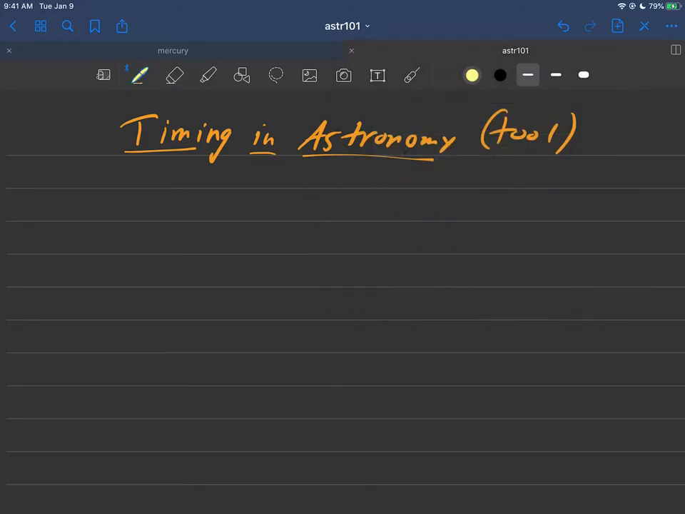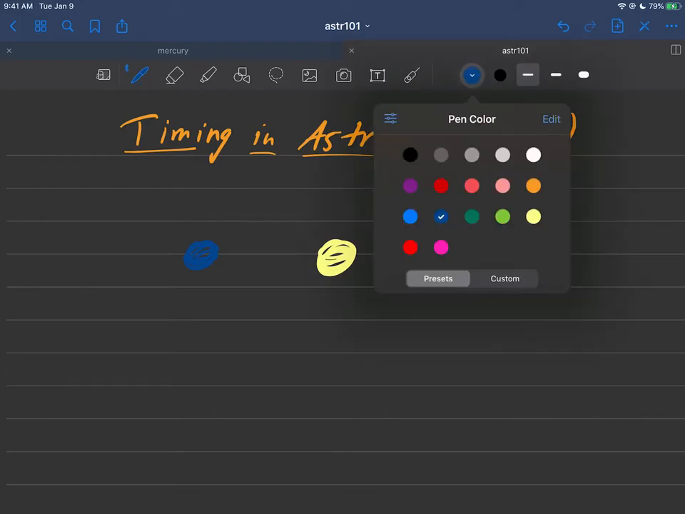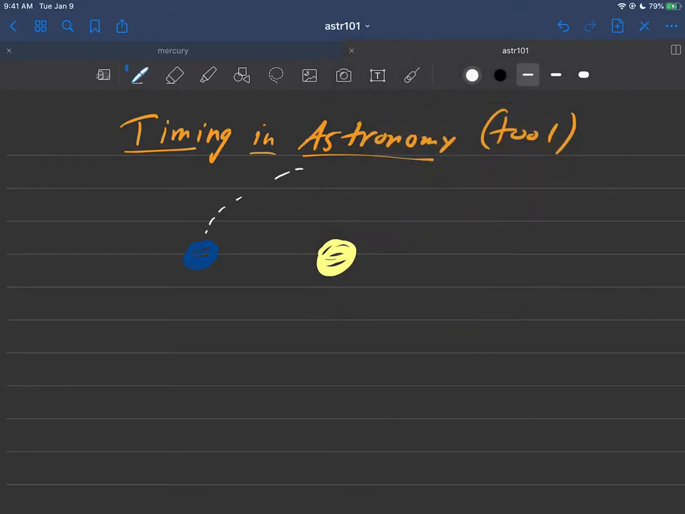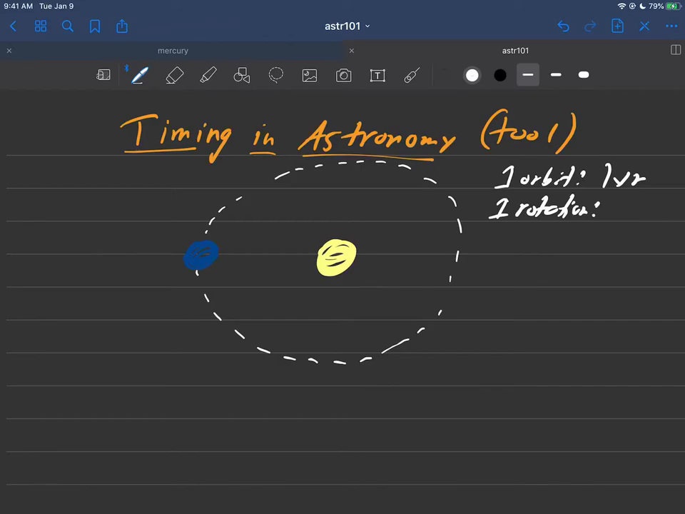Okay, so the way we're used to thinking about timing in astronomy is like this. So here's the sun, and here's the Earth. And of course, as we know, the Earth goes around in its orbit, something like this. And there's a few things we know about this. The first thing is that one orbit for us is what we call 1 year. And of course, one rotation is what we call 1 day or 24 hours. Okay, no big deal so far.